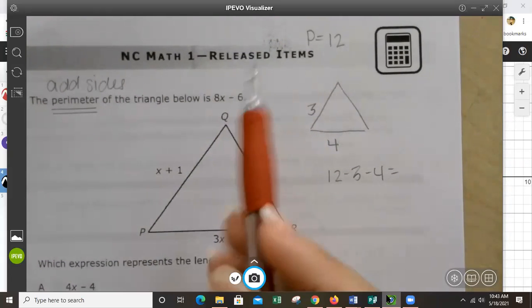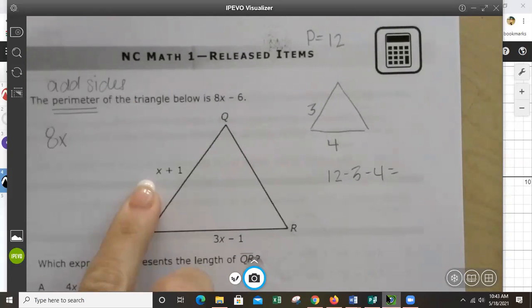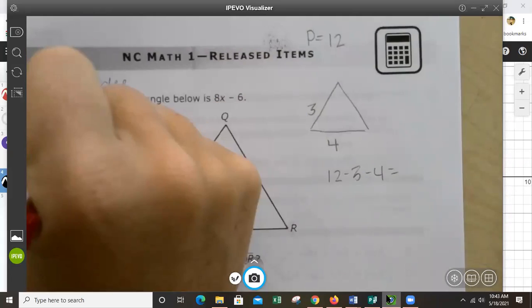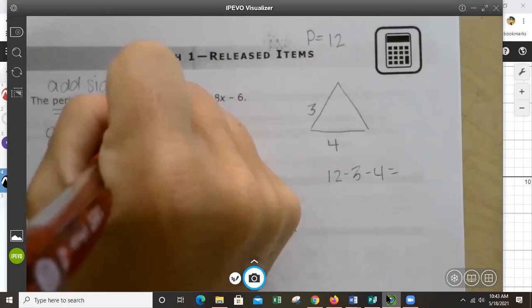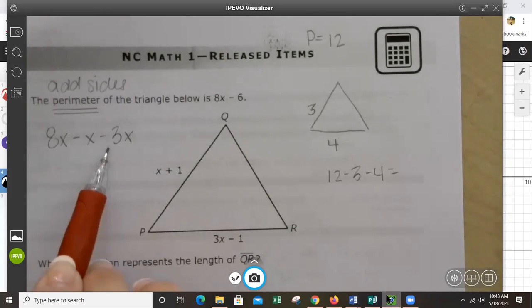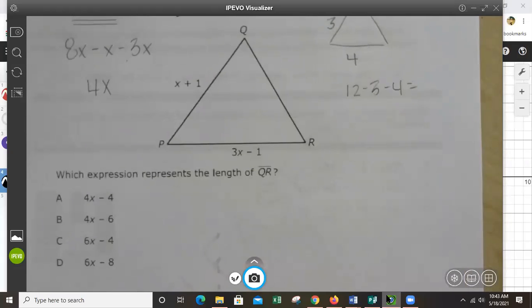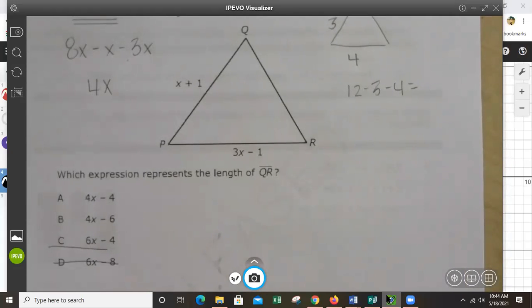Okay, so I start with 8 x's. I'm going to subtract 1 and 3 x's. What's 8 minus 1? 7 minus 3 is 4x. Look at your answers real fast. It's not either one of those.